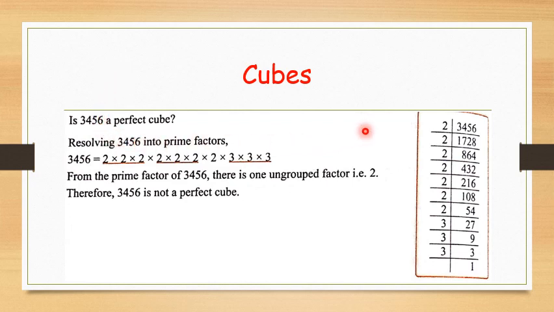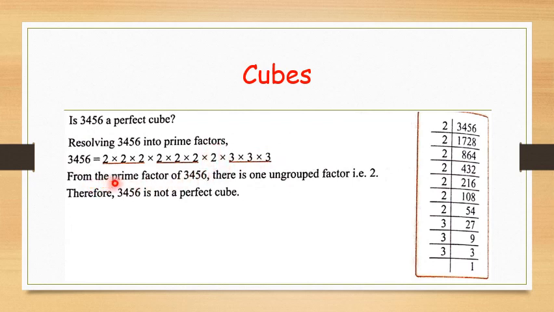3456. Again we have to do the prime factorization. So what are the prime factors? 2 into 2 into 2 into 2 into 2 into 2 into 2 into 3 into 3 into 3. So now when we make triples, we find that there is one triple of 2s, a second triple of 2s, and one triple of 3s, but one 2 is left here.